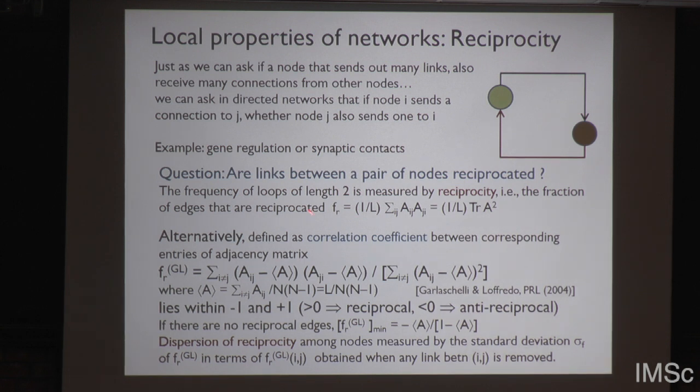This is measured by the reciprocity function, which is essentially looking at the product of these quantities Aij and Aji, and averaging it over the total number of edges. Not surprisingly, this is nothing but the trace of A raised to 2. So this essentially defines a reciprocity measure. You can of course also define it in a different way as essentially the correlation coefficient between Aij and Aji.